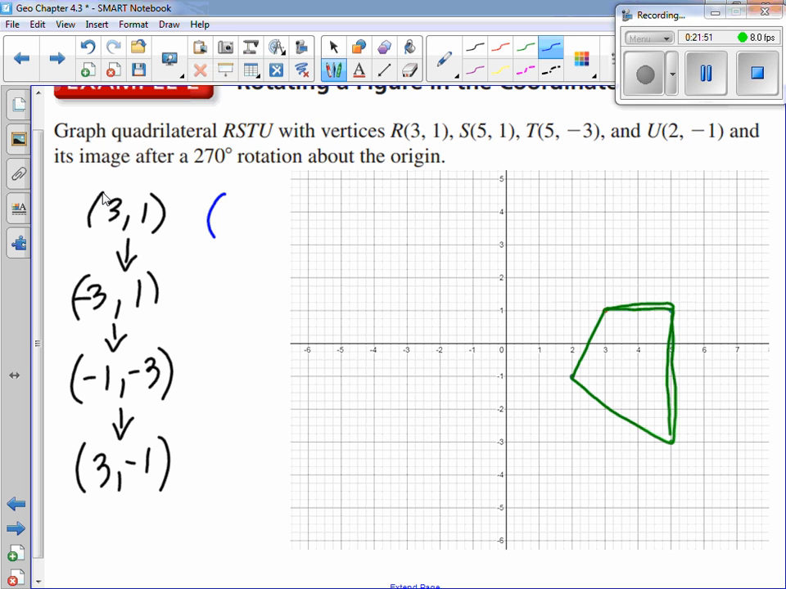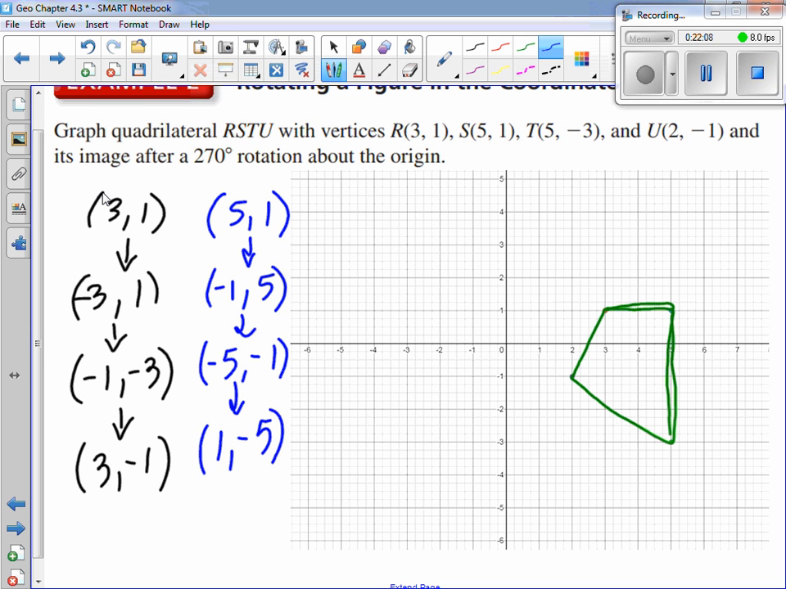I can take the second point, 5,1, and do the same thing. We flip it and make the first negative. So that'd be negative 1, 5. If I do it again, it'd be negative 5, negative 1. And if I do it a third time, it'd be 1, negative 5.